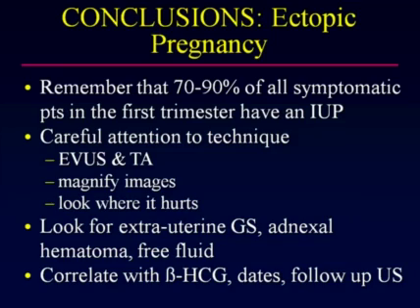So in conclusion, when you have a patient who is pregnant in the first trimester and presents with pain and vaginal bleeding, you do need to evaluate the patient for an ectopic pregnancy, but you should remember that about 70 to 90% of all of such symptomatic patients actually turn out to have an intrauterine pregnancy. In terms of making the diagnosis of an ectopic pregnancy, you need to use both endovaginal imaging and transabdominal imaging. Remember to magnify the images and be particularly careful to look where the patient hurts. In terms of the ultrasound findings that will help you make the diagnosis, look for the extrauterine gestational sac.